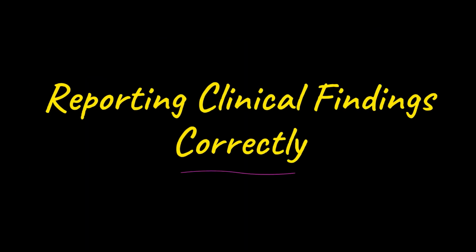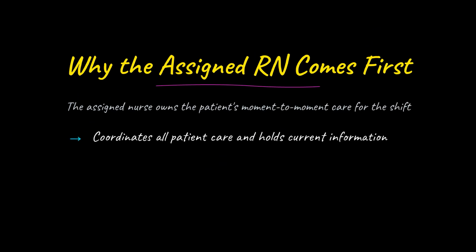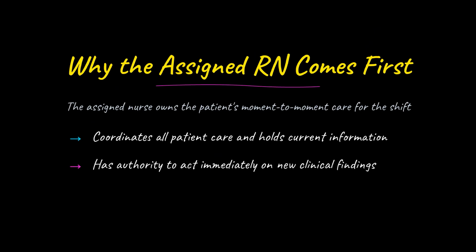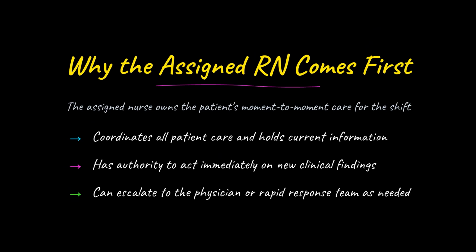When an EKG technician identifies a new arrhythmia, knowing exactly who to tell first is not a matter of convenience. It is a matter of patient safety. Hospital care is built around assigned responsibility, and that structure shapes every clinical communication decision. The patient's assigned registered nurse is the correct first recipient because she holds three things: current knowledge of the patient, the authority to act, and the ability to escalate.